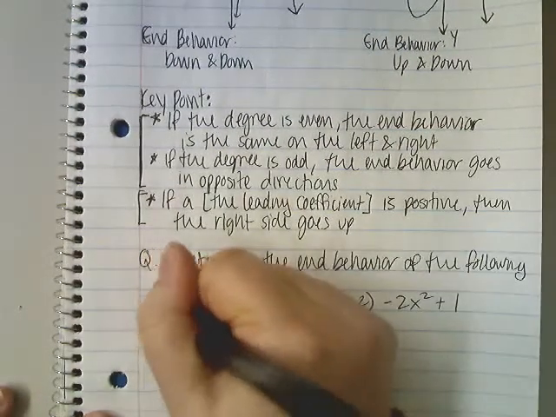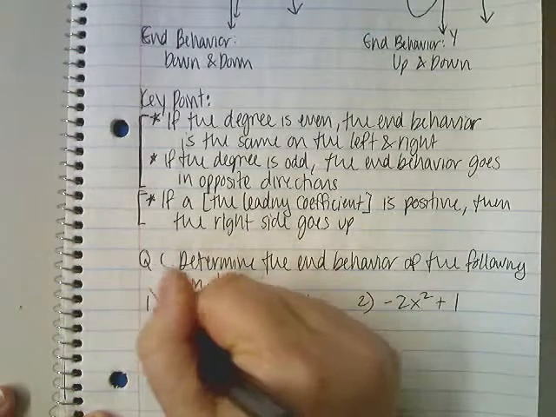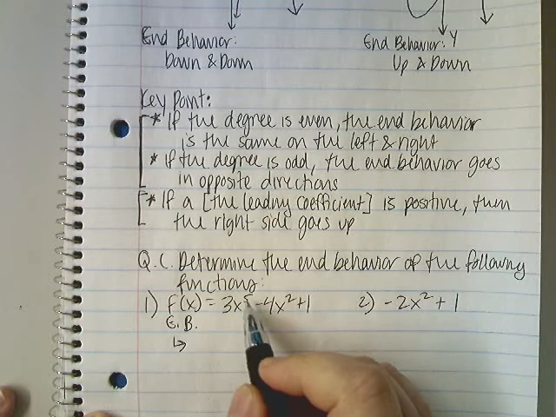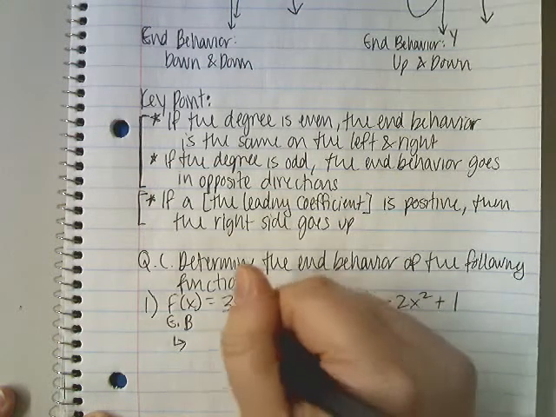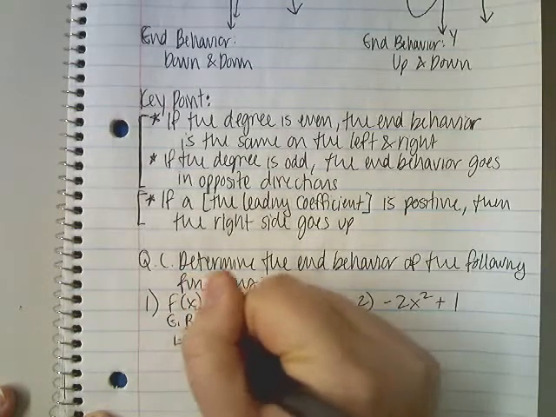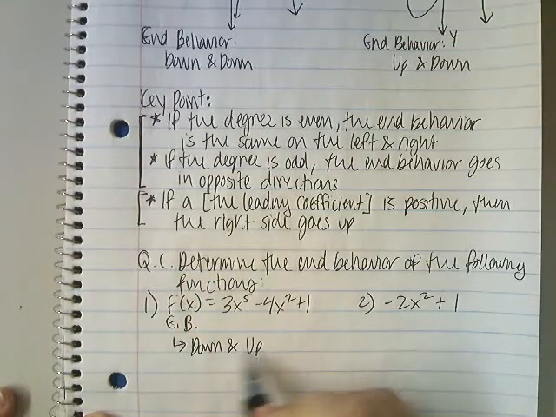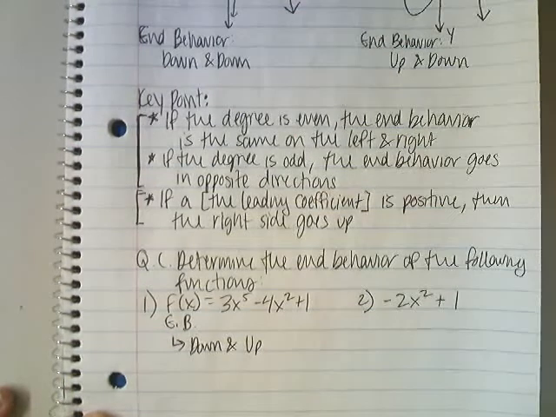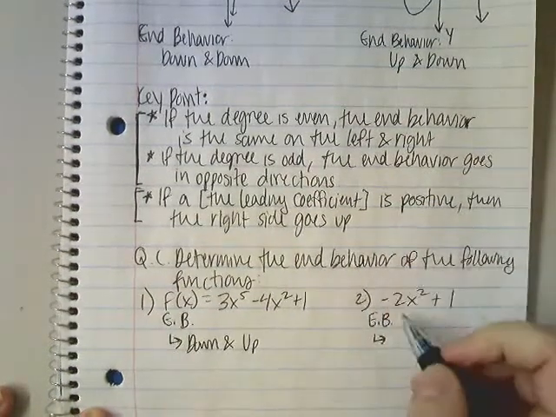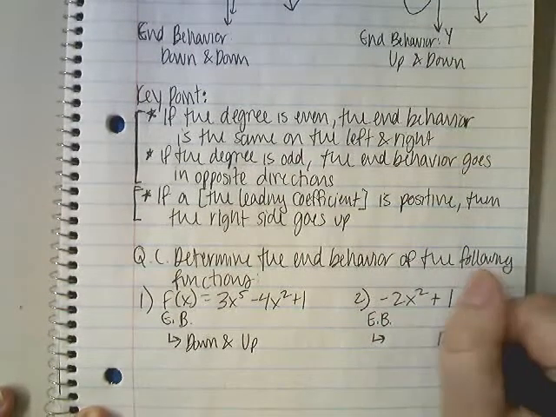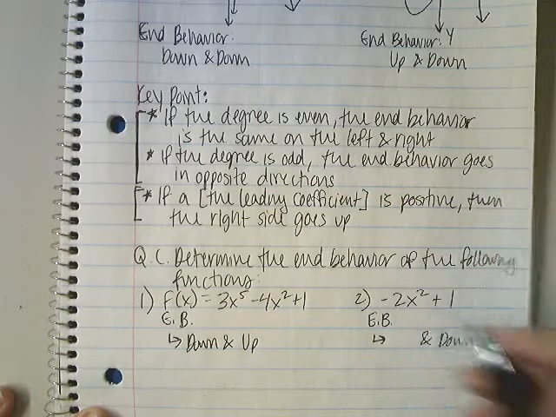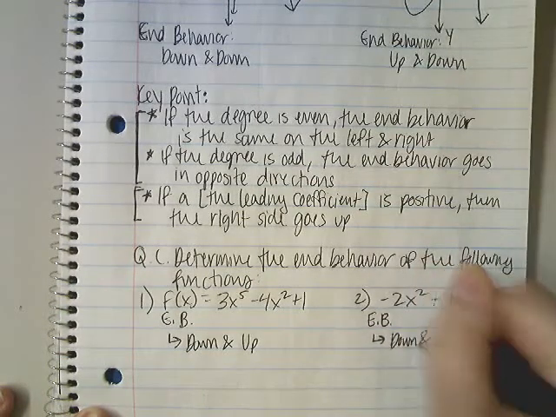So this one, I'm going to abbreviate end behavior to EB. It's positive, so I know the right side goes up. And since it's odd, I know they're going to go opposites. So since the right side is up, I know the left side would have to be down. So I kind of worked backwards there. I knew up, so then the other one must be down since it's odd. Here, my end behavior, I know it's negative, so the right side is going to go down. So then, since it's even, they're going to be the same, so it's going to go down and down.